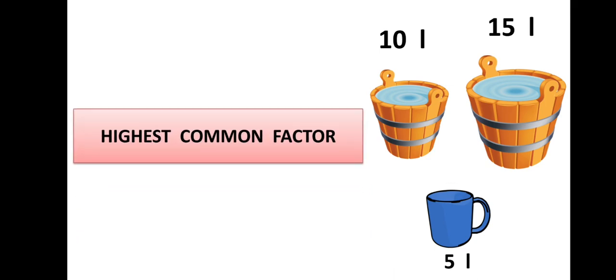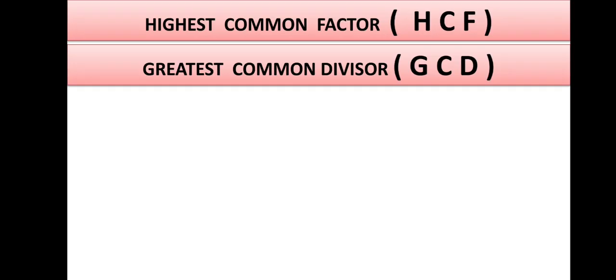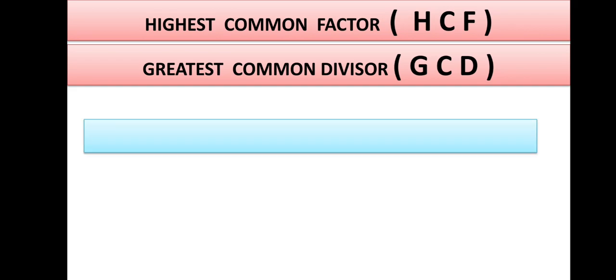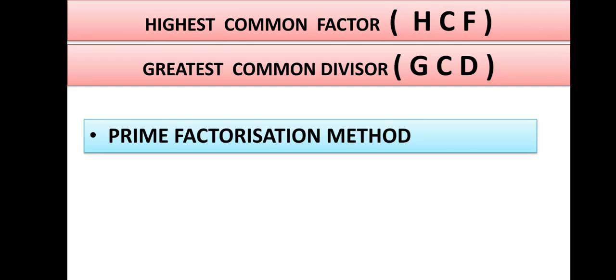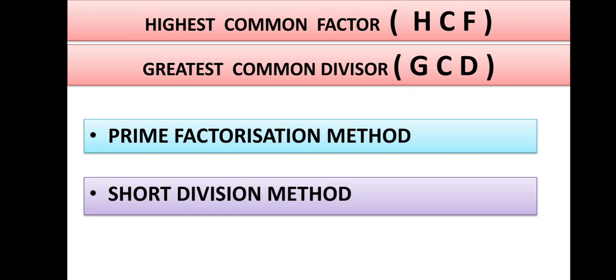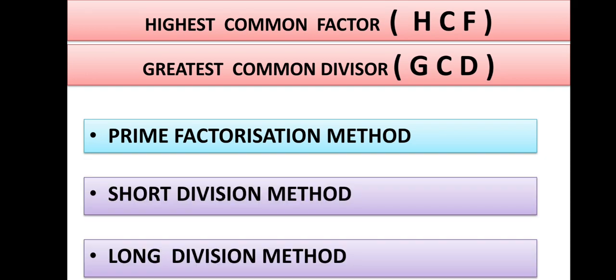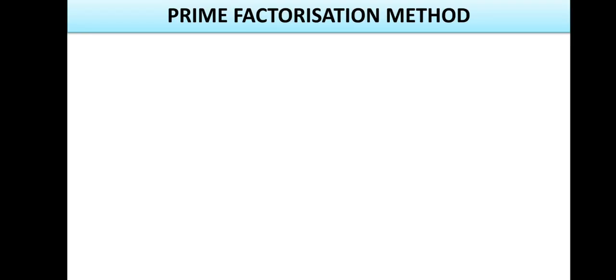So let's read more about highest common factor. It is also known as the greatest common divisor, or GCD, HCF or GCD. There are a few methods of finding the HCF of two numbers, like the prime factorization method, short division method, and long division method. Let's start with the prime factorization method.